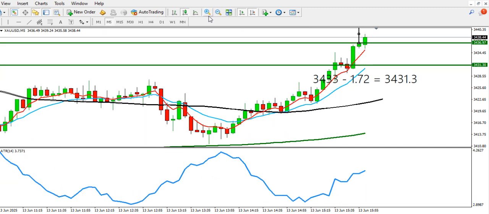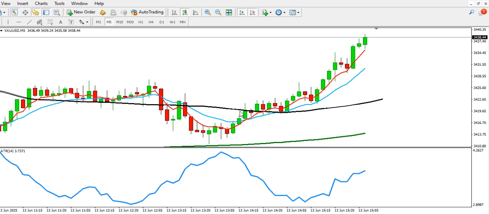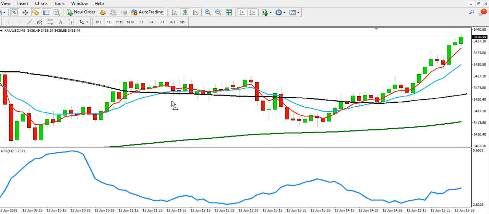You can try it with a demo account on any currency pair, or any commodity, or any index. It works the same. So that's a bullish scenario.